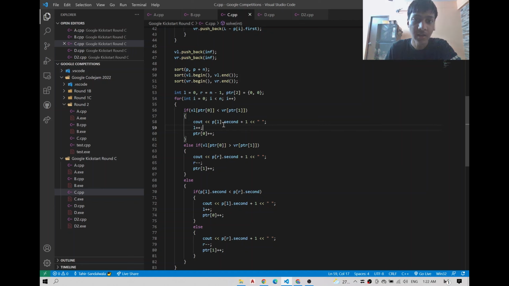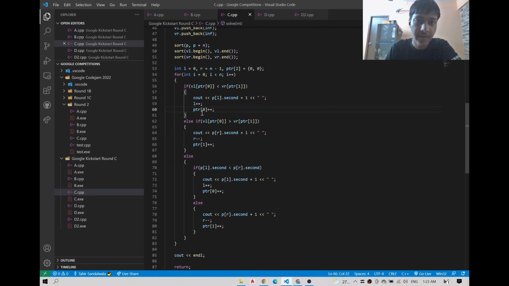So I print the index corresponding to the left ant. I do L++ and I do PTR0++. Or else, if VL of PTR0 is greater than VR of PTR1, that is, the ant currently falling from the right end falls before the ant that's going to fall from the left end, then I print pr.second plus 1, the index corresponding to the ant that's currently falling from the right end. And I do R-- and PTR1++.